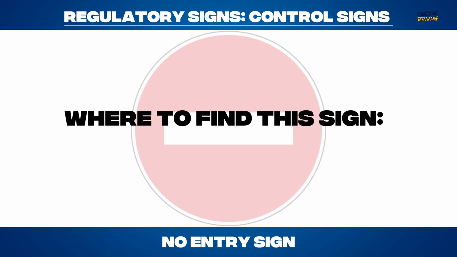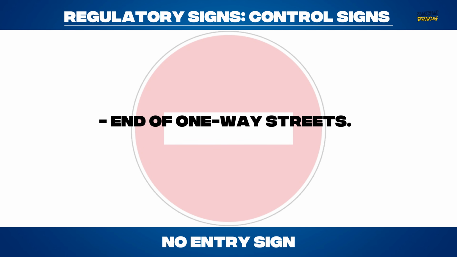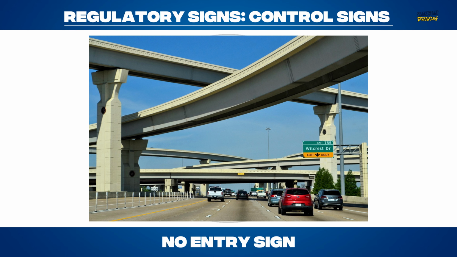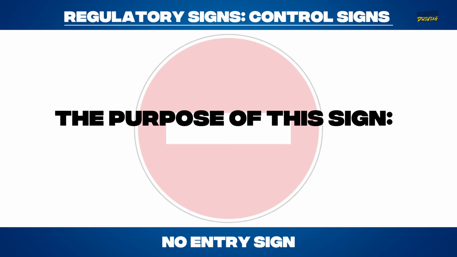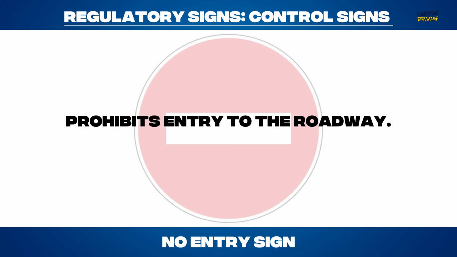This is a no entry sign. Where to find this sign? End of one-way streets, off-ramps, intersections where roads transition to one-way. The purpose of this sign is to prohibit entry to the roadway.